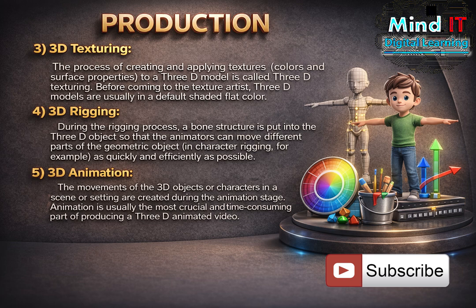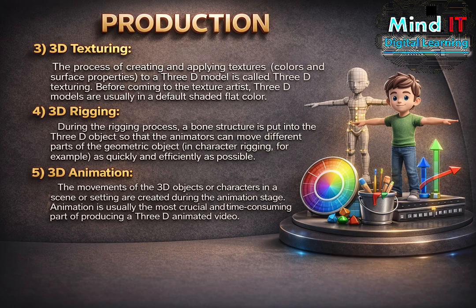3D rigging. During the rigging process, a bone structure is put into the 3D object so that the animators can move different parts of the geometric object, in character rigging for example, as quickly and efficiently as possible. 3D animation. The movements of the 3D objects or characters in a scene or setting are created during the animation stage. Animation is usually the most crucial and time-consuming part of producing a 3D animated video.